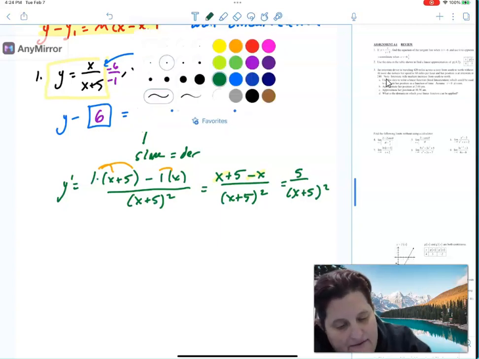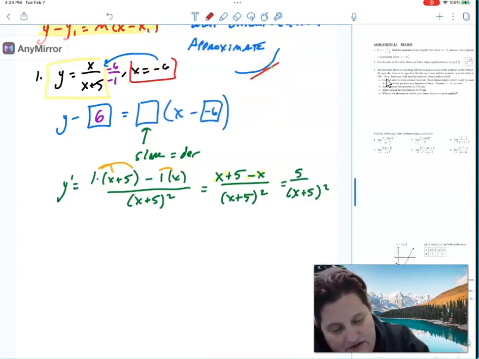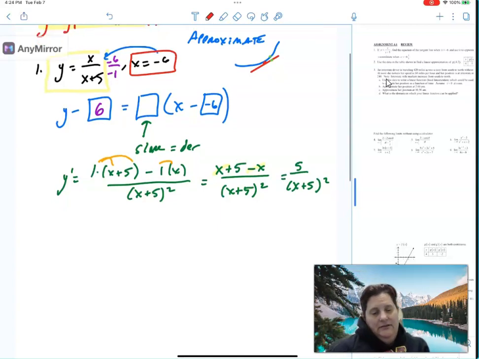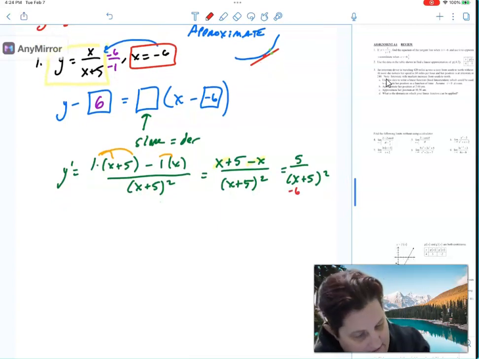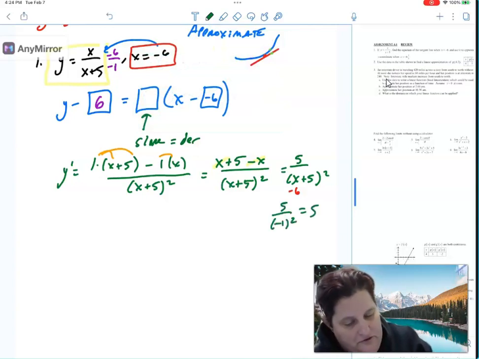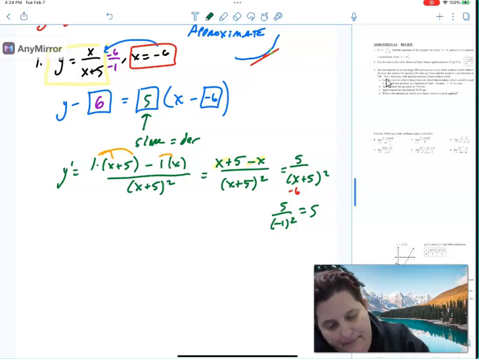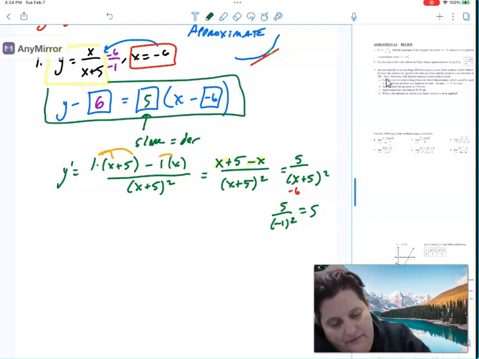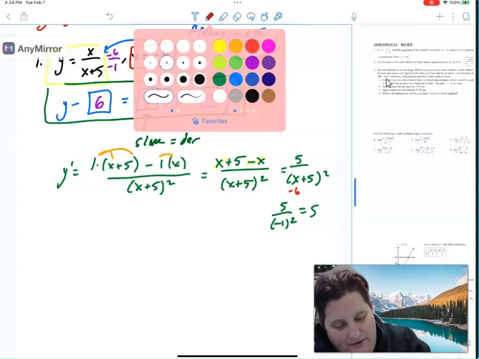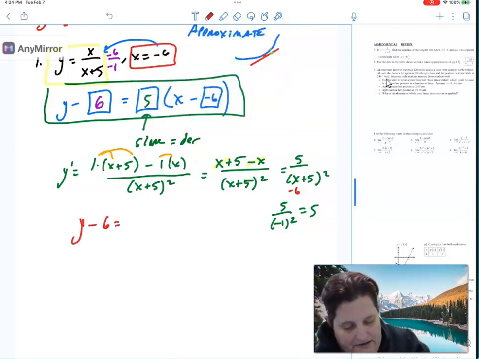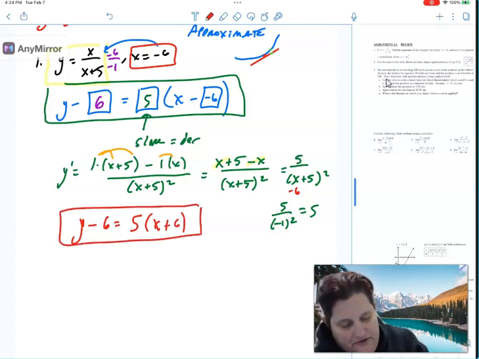Okay, and if I am trying to find the equation of a tangent line at negative 6, let's go ahead and plug that in. So that's going to give me 5 over negative 1 squared, which will just be 5. Okay, equation of tangent line. There we go. Let me write that a little bit better. So it's y minus 6 equals 5 times (x plus 6). That's my equation of tangent line.